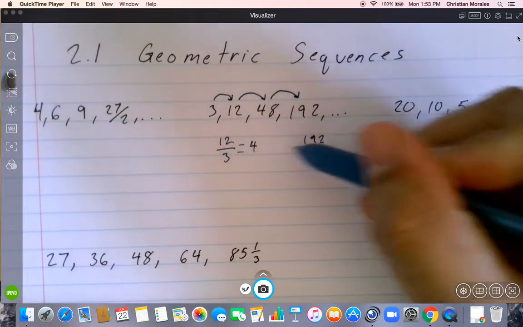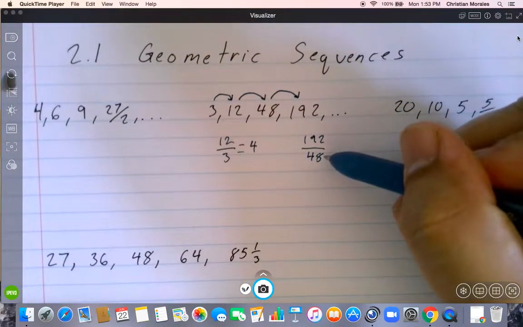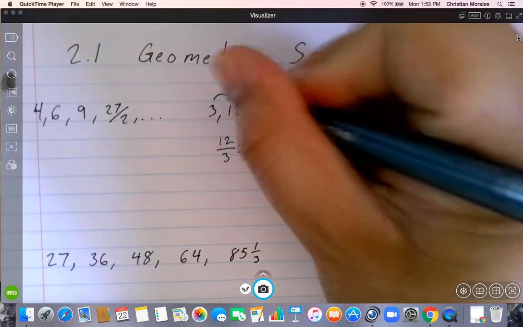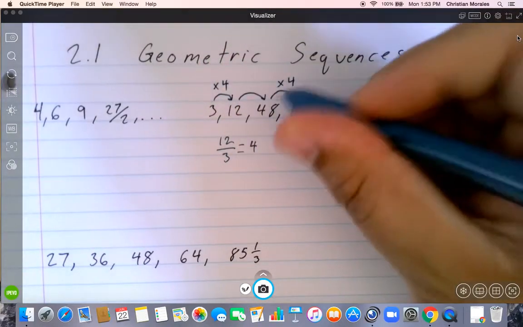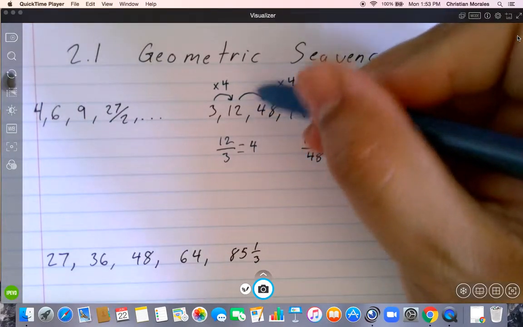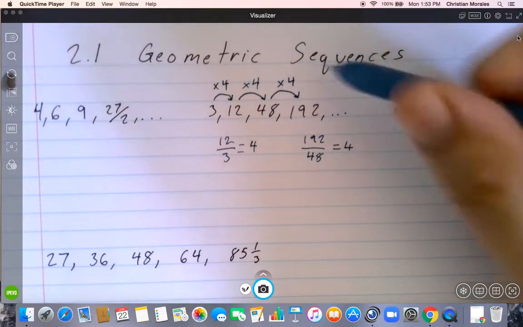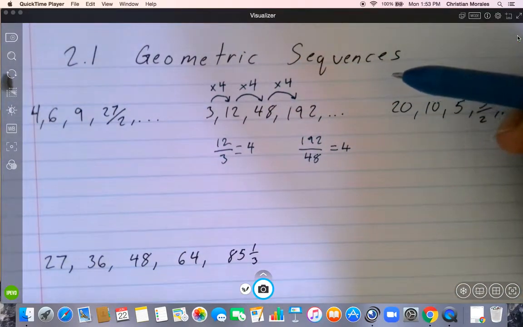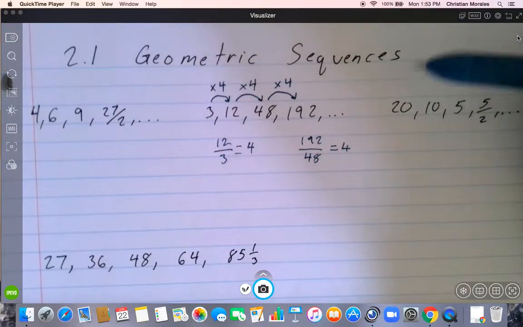12 divided by 3 is 4. 192 divided by 48 is also 4, which means these are multiplying by 4. And you can test it with this one too. You can do 48 divided by 12, or you can just do 12 times 4 gives you 48, and that's your common ratio, okay? So that's one way to find the common ratio if you can't see it, if it's not obvious.